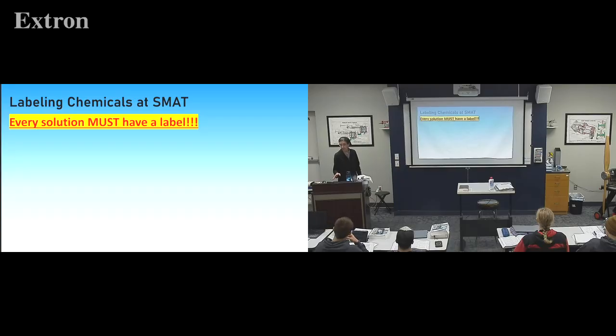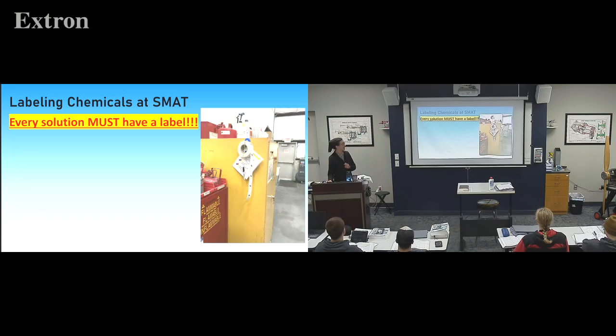So, does anyone know where our labels live? If you are transferring something to another container, which you may do under authorization from an instructor, you must label it. Where do you get a label? Yeah. The NDT, the yellow cabinet right there. You are correct. So, right on the side of the yellow cabinet, we have a roll of labels. We even have a Sharpie, and we have examples of how to label it.